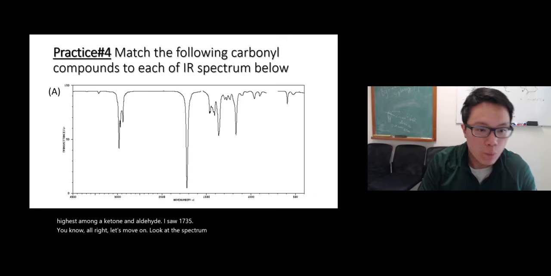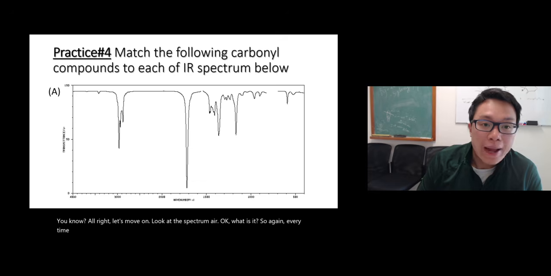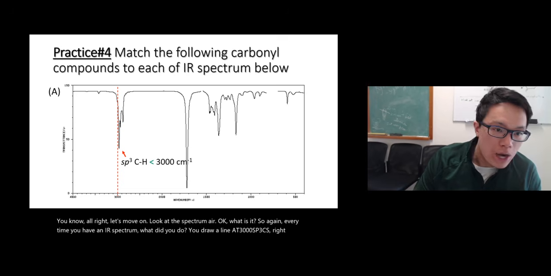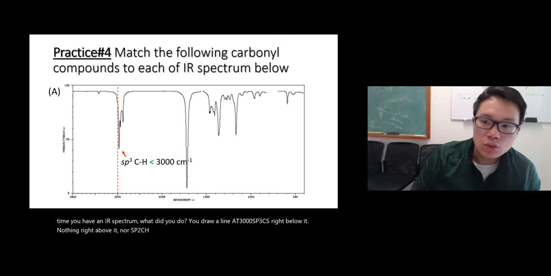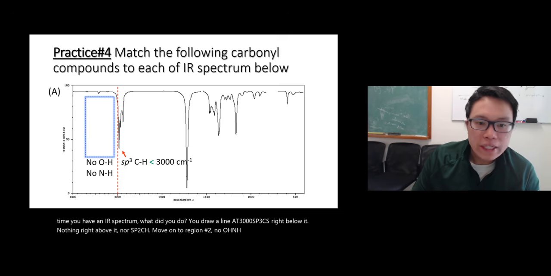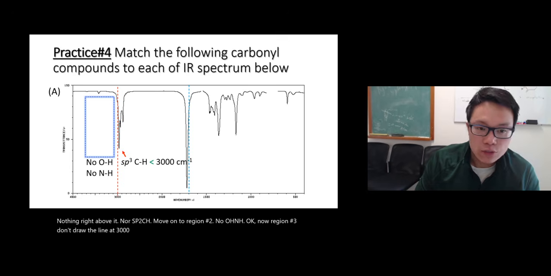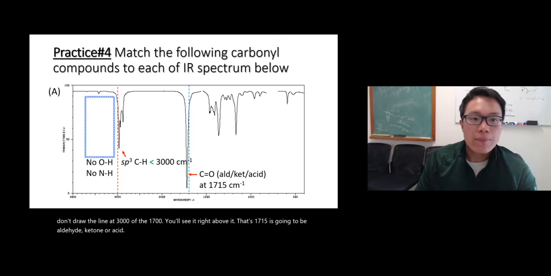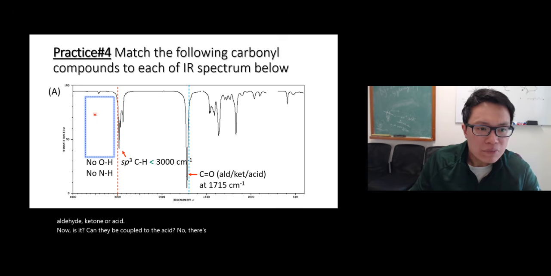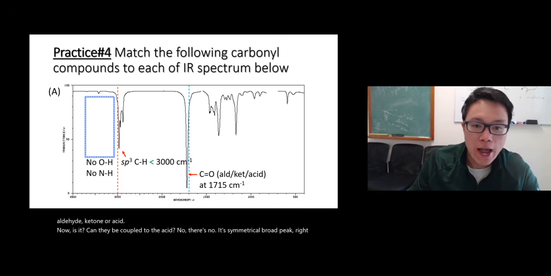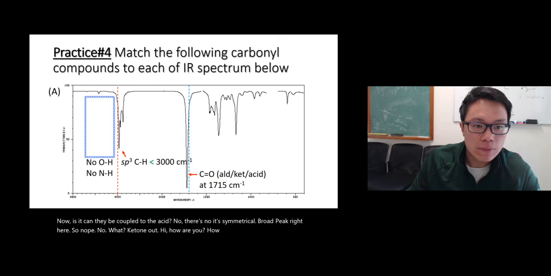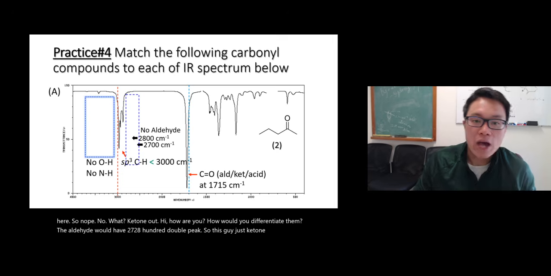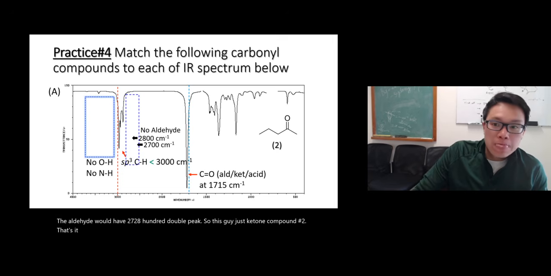Look at spectrum A. Every time you have an IR spectrum, you draw a line at 3000: sp3 CH right below it, nothing right above it, no sp2 CH. Move on to region number 2: no OH, no NH. Now region number 3, draw the line at 1700. You see a peak right above it, that's 1715. It's going to be aldehyde, ketone, or acid. Can it be carboxylic acid? No, there's no symmetrical broad peak right here. So ketone or aldehyde. How would you differentiate them? The aldehyde would have the 2700, 2800 double peak. So this guy is just a ketone, compound number 2. That's how you do it.